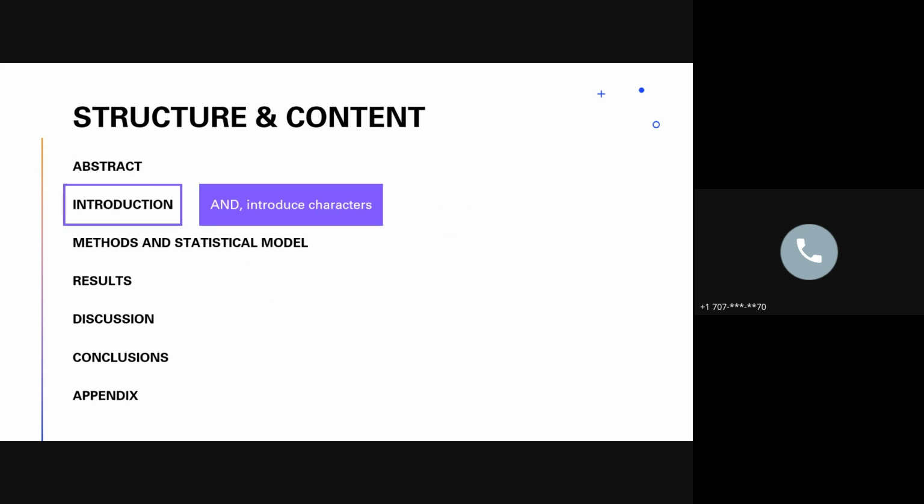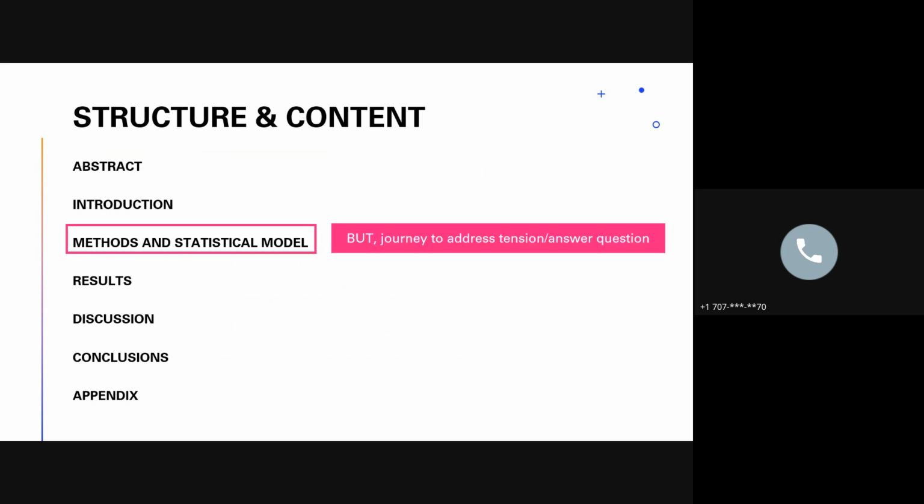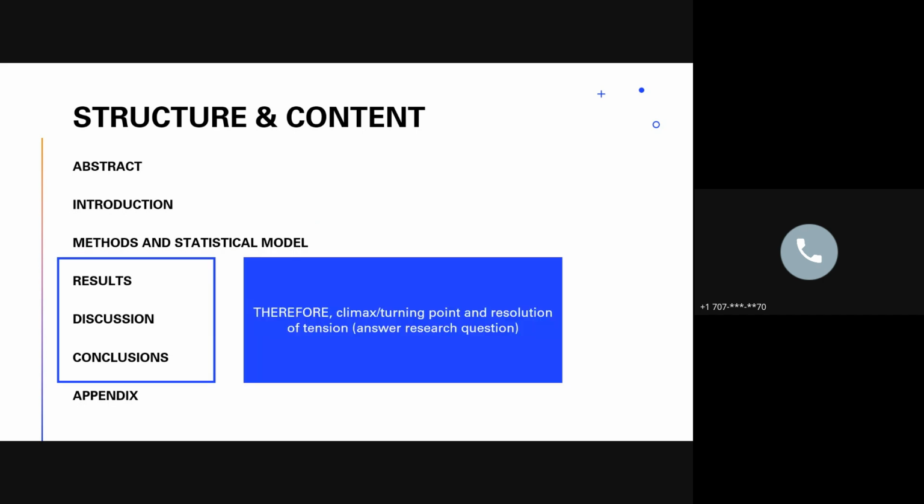And then when we get into the article, the introduction is where we have the and part. We're introducing the characters, we're introducing the tension. And then the methods and statistical model are all part of the but section. This is the journey to address tension and to answer the question. And then results, conclusions, and discussion are the therefore section. This is the climax and the turning point. This is the resolution of tension where we answer our research questions.